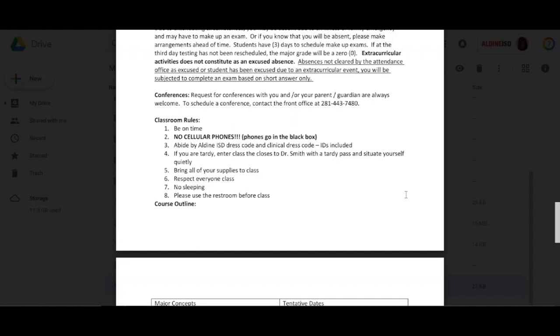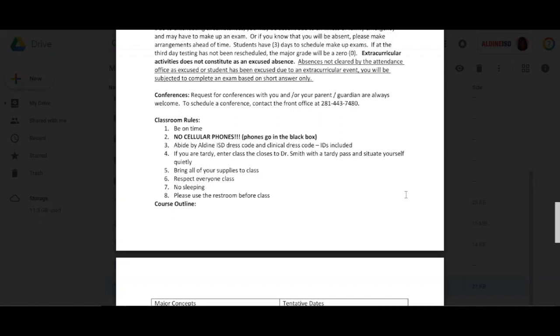No cellular phones. This, again, is a professional environment, so your phones need to be put away. If I'm giving you my undivided attention, Miss Whitlock is giving her undivided attention to you, then you need to show that respect. But the phone needs to be put away. Instagram and Snapchat can wait.